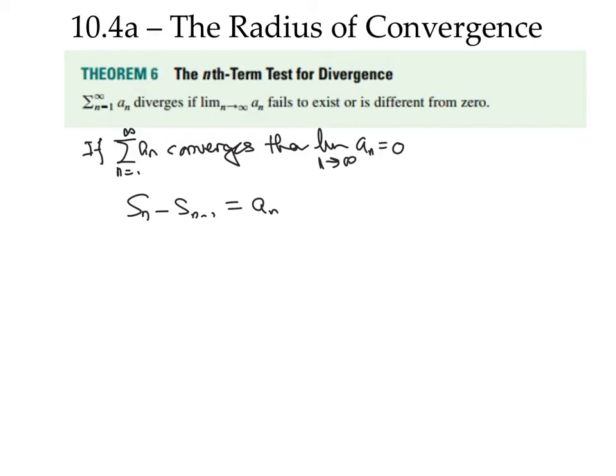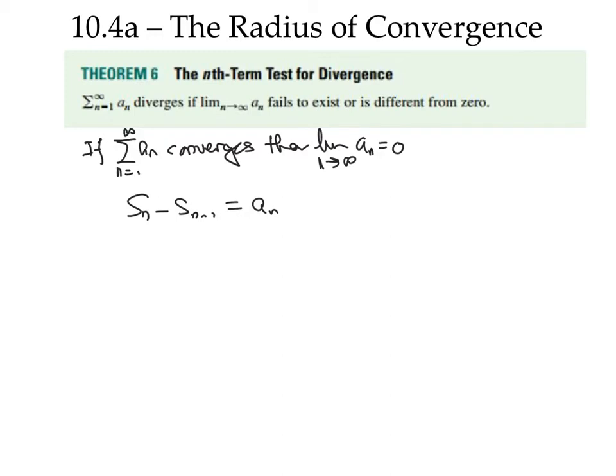So the weird thing is that you can use the nth term test only to test for divergence. If you try to use it to test for convergence, you don't know what you're doing. You can never use the nth term test to test for convergence. It doesn't say that if the limit of the nth term is 0, the series will converge. That's completely false. Think of the harmonic series.